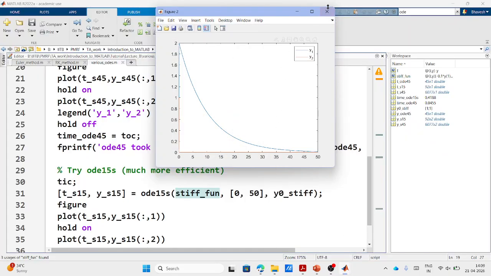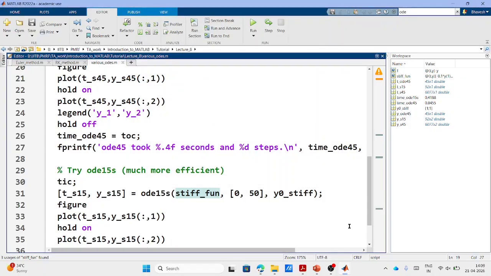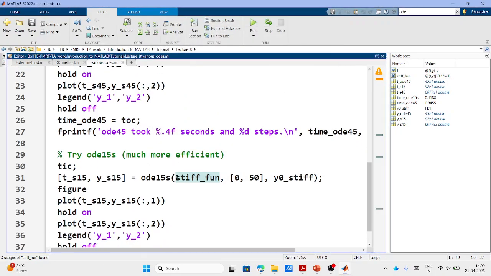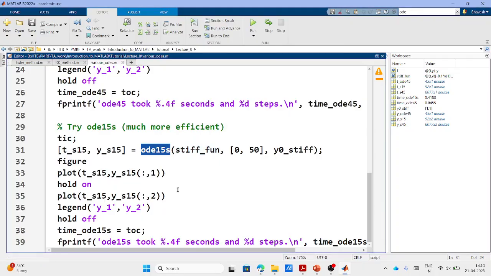Here you can see the variable y1, which is this blue line, is changing gradually with respect to time. But variable y2, can you see, from 1 it has drastically gone down to 0, right? And then it's remaining close to 0 throughout the time span. So this is referred to as the stiff part. One part is changing gradually, the second part is changing drastically. Then, the same way, I have used ODE15s as a command.